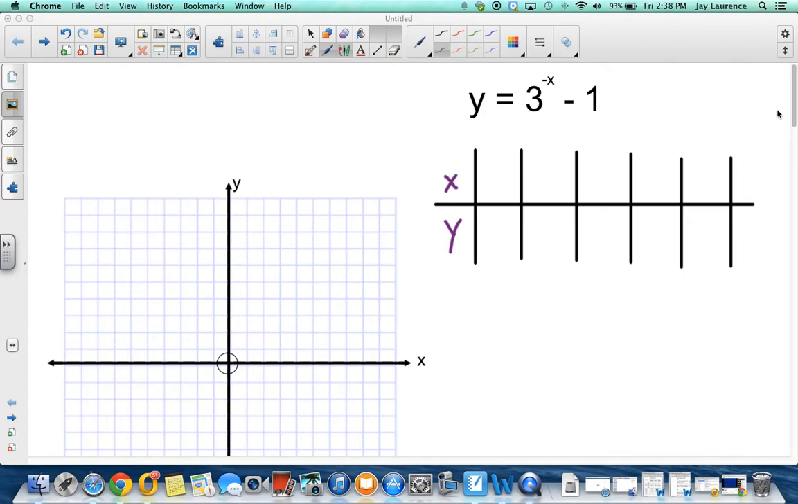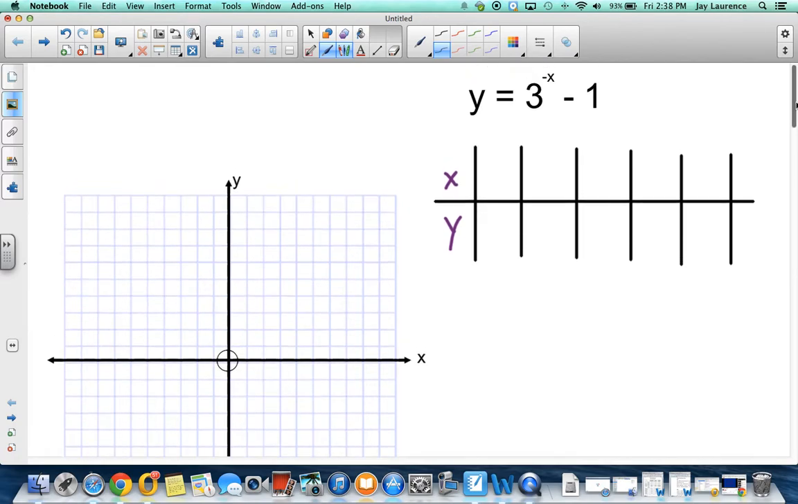I promised you that we would do some exponential graphing, right? And so here's my equation: y equals 3 to the power of negative x, minus 1. Remember here, I think we're going to get an asymptote of y equals negative 1. You remember that? Y equals negative 1 is going to be the asymptote. I'm not going to put it in yet, but watch what's going to happen.